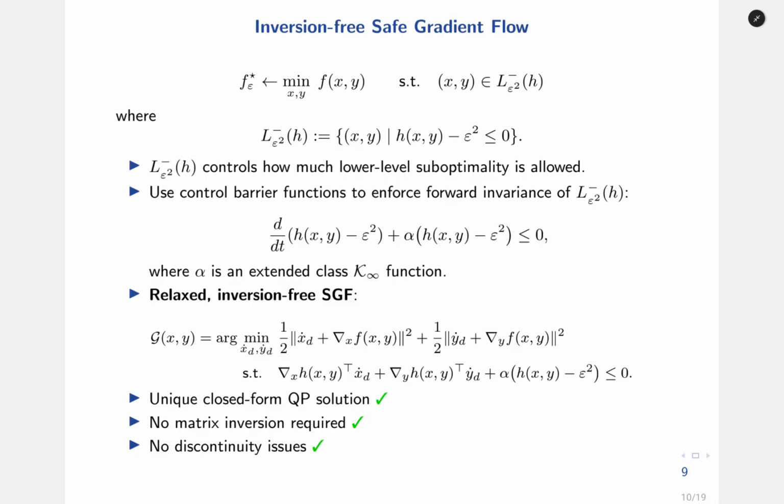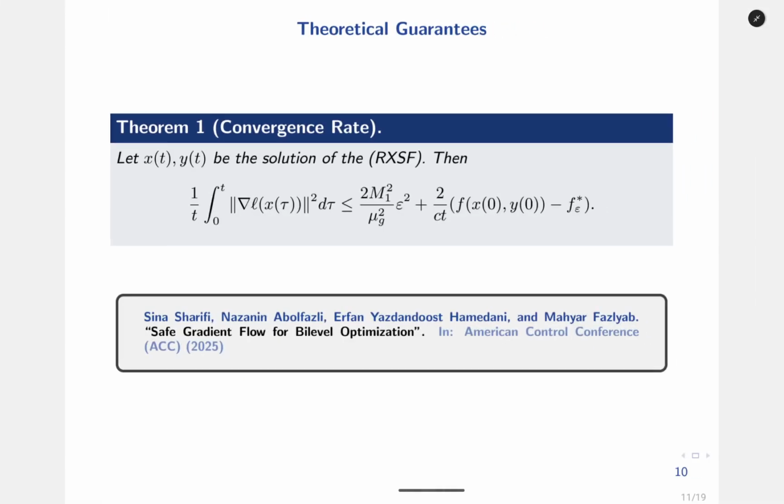We then incorporate this constraint into the safe gradient flow by solving a quadratic program. The QP finds the closest feasible velocity to the negative gradient of f while satisfying the barrier condition. Importantly, this QP has a closed form solution. It does not require inverting any matrices, and unlike the earlier squared norm formulation, it produces continuous dynamics even when the gradient of g is 0. Together, these properties make the inversion-free safe gradient flow both scalable and numerically stable.